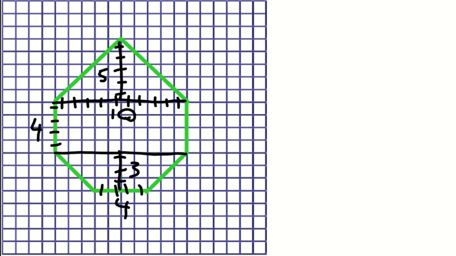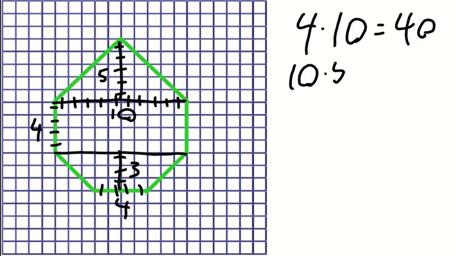All right, rectangle, easy one. 4 times 10. That's 40. Triangle, probably next easiest. Base times height divided by 2. 10 times 5 is 50. 50 divided by 2, 25.